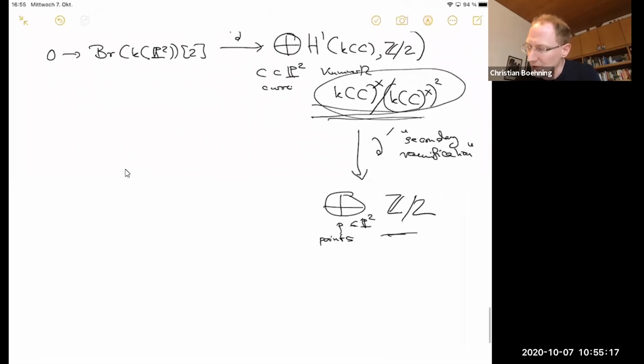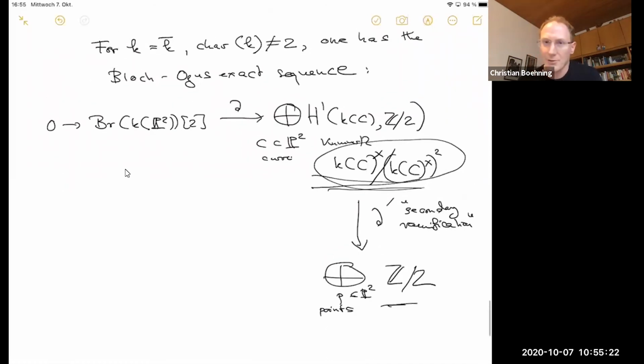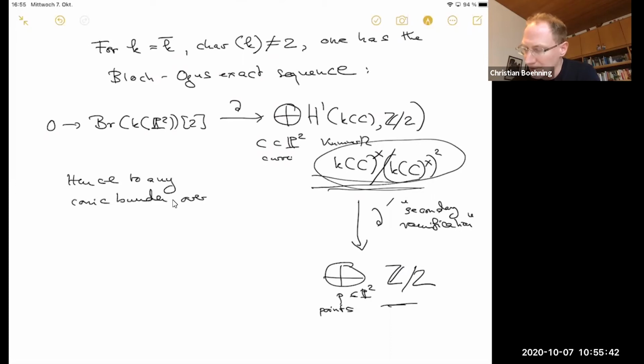So in particular, what I want to say is that you have this in characteristic not 2, and you can associate to every conic bundle over P2 what I want to call a discriminant profile.